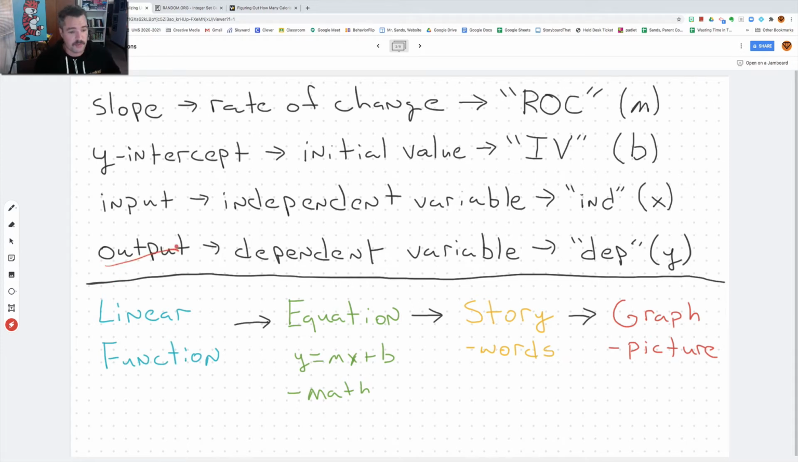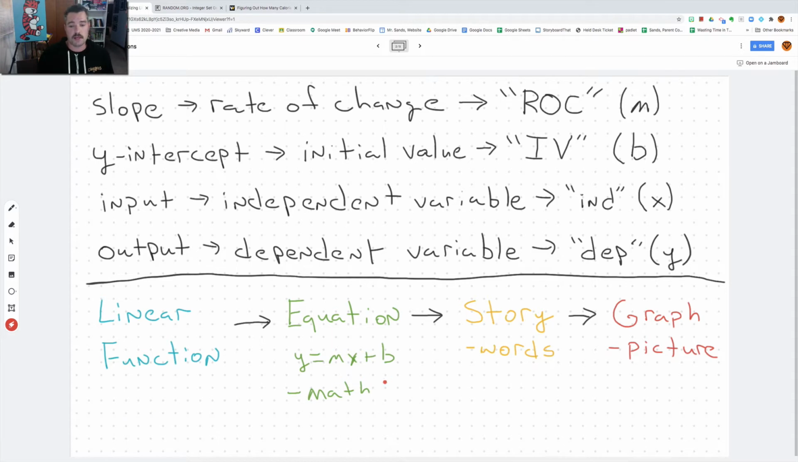Finally, we've got our output. If our input is our independent variable, our output is our dependent variable. We can write that in shorthand as DEP. That is usually referred to as Y. Sometimes it might be referred to as f of x, or it could be referred to as another variable. So we've been talking about y equals mx plus b. The format is still the same, but the letters may change. So you just got to be aware of that.